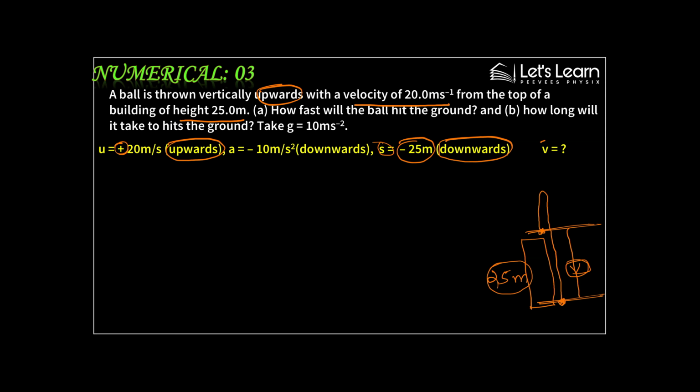They wanted how fast it hits the floor. So we go for an equation which doesn't contain t, which is v square minus u square equals 2as. Plugging the numbers, we do not know v.